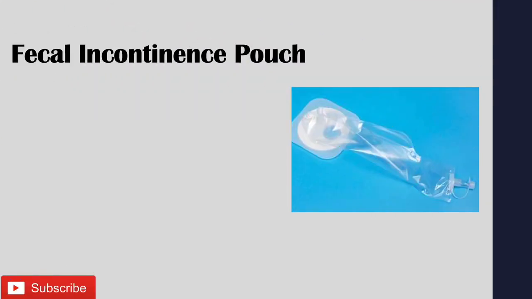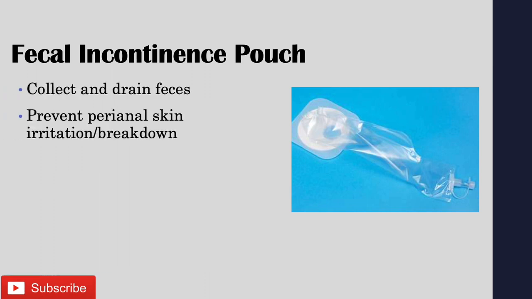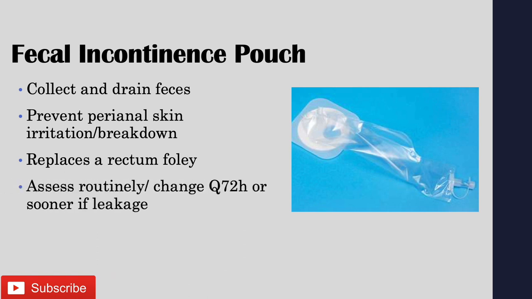A fecal incontinence pouch can be used when your patient has diarrhea to collect and drain feces. Also, it's used to prevent perianal skin irritation and breakdown. And if you use a fecal incontinence pouch, you can avoid having to place a Foley into the rectum, which can be uncomfortable for your patient and also poses the risk of introducing different bacteria into the bowel. And when your patient has a fecal incontinence pouch, make sure you assess the pouch routinely, and make sure you change the pouch every 3 days or 72 hours or sooner if there's any leakage.